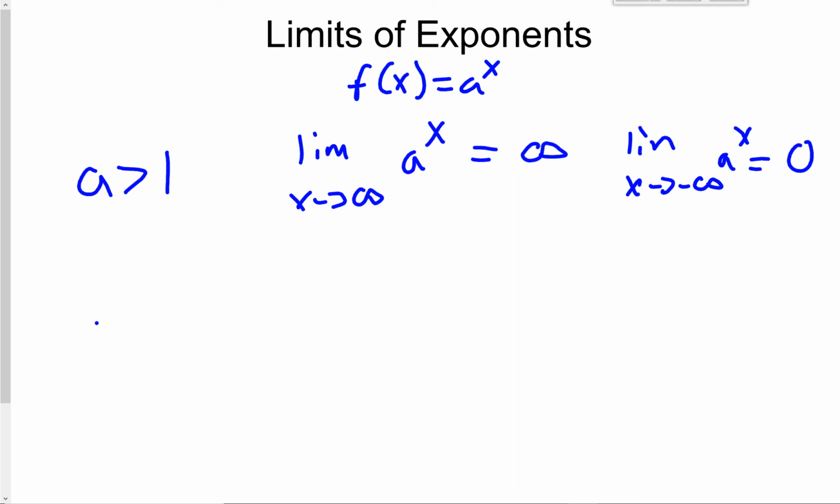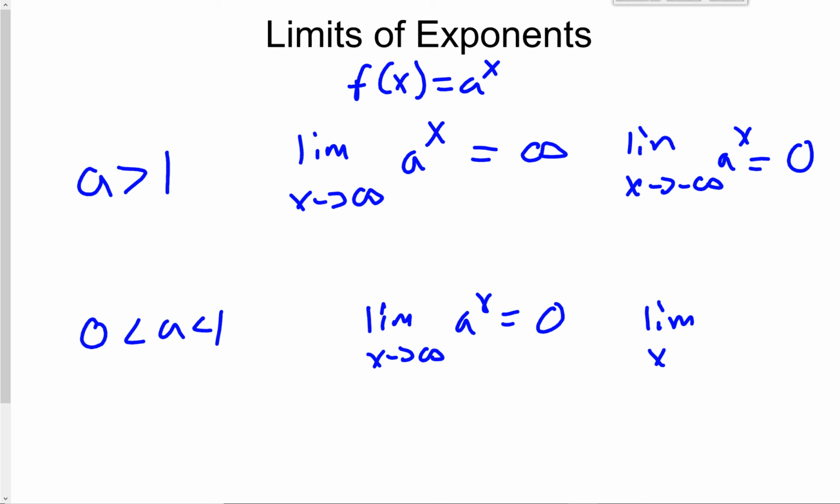If a is between 0 and 1, then when I take the limit of a to the x as x goes to infinity, I'm going to go towards 0, because this is a fraction, and if I raise it to a fraction, it's just a root. So if I have any type of fraction in here, that's just going to get closer and closer to 0. And then if I go towards negative infinity, that negative again is going to flip that, and so that is going to go to infinity.